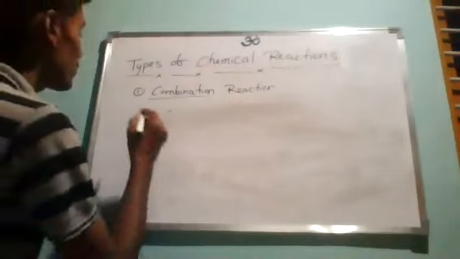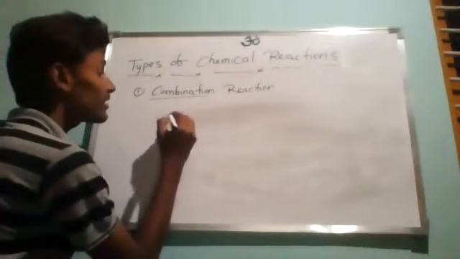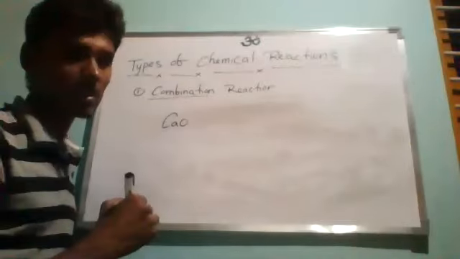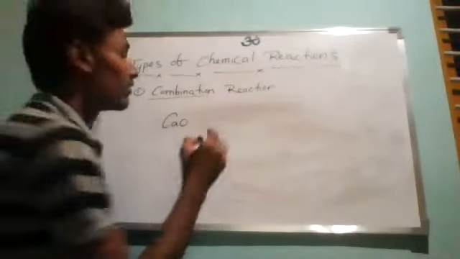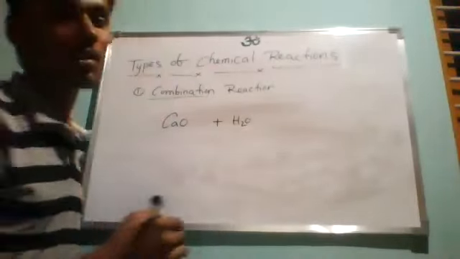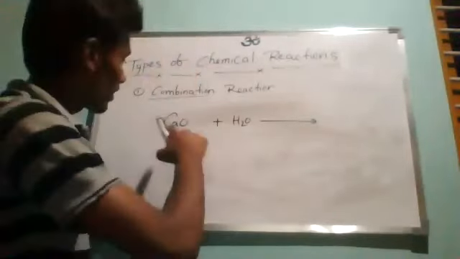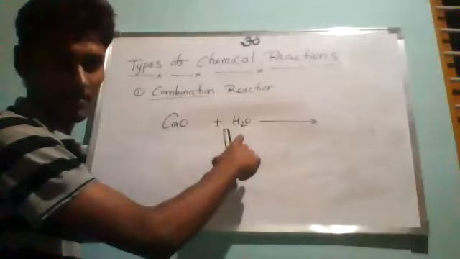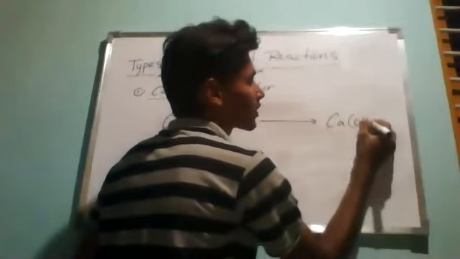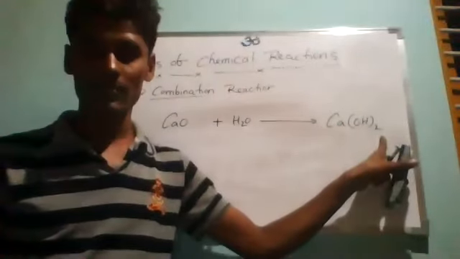Now the second type of combination reaction is compound plus compound. The first example of this type is calcium oxide. The well-known compound calcium oxide will react with water. I think by this time we can get the product: calcium oxide dissolves in water and definitely forms calcium hydroxide. Calcium hydroxide, Ca(OH)2. Understood?